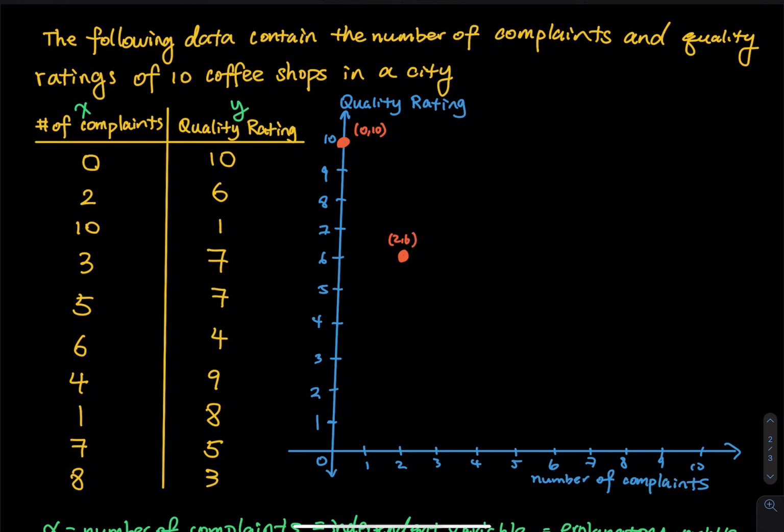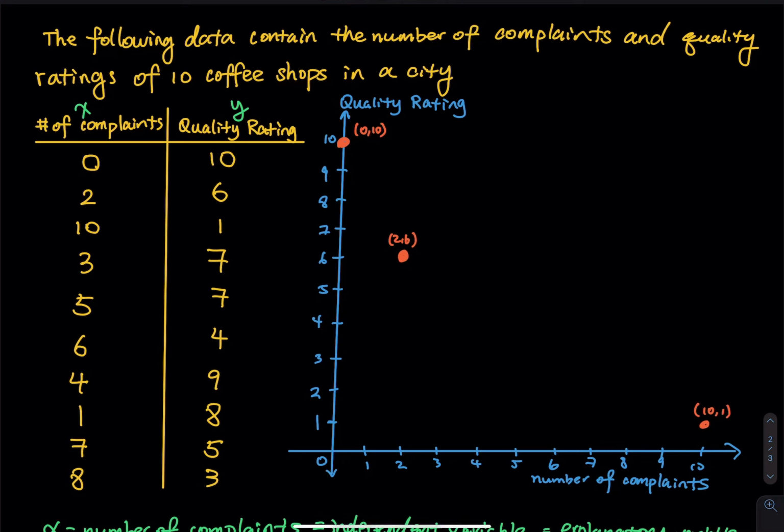And then the next one, the complaint is 10. So the complaint is 10 right here. And then the quality rating is 1. So that is right over there. And then you just put 10, 1 right here. So 10, 1. 10 complaints, quality is 1.